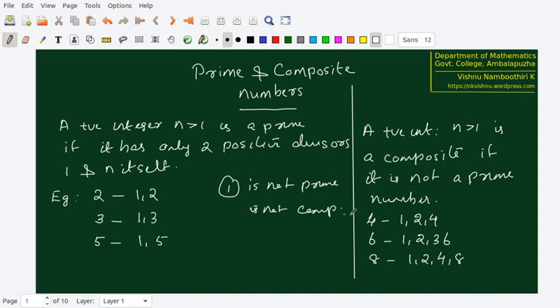The first set is the singleton set 1. The second set is the set of all prime numbers, positive integers greater than 1 having exactly two positive divisors. The third set of numbers is composite numbers, which are positive integers greater than 1 and that are not primes. So we categorized the set of all positive integers into three categories.